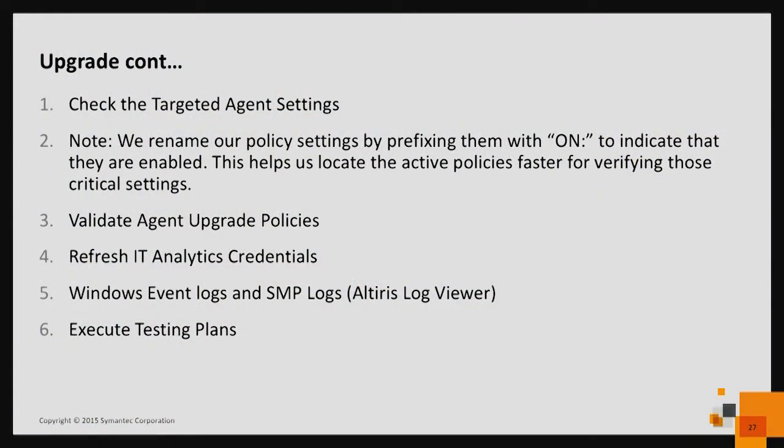We prefix on the targeted settings everything that we use live with "on", because that puts them all in one place. So you just go top down, and it's all in one little cluster, rather than having them dotted around and having to scroll down, because if you get a lot of policies over time, some enabled, some not, it gets a bit difficult to see where you are. So before the upgrade, we just prefix all the active ones with "on", and then we can very quickly go through and check them. It takes about 5 minutes, a tiny amount of time, but it stops things from being a problem later on. So we then validate the agent upgrade policies.